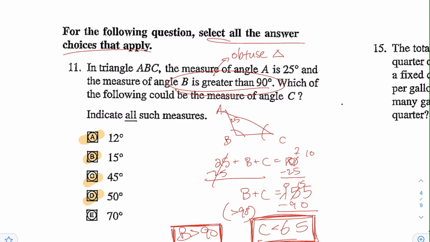You go through all the choices. A, B, C, and D could be possible. E is impossible. Because if you have angle C as 70 degrees, then angle B would be 155 minus 70, or 85 degrees, and that is not obtuse. That's an acute triangle.